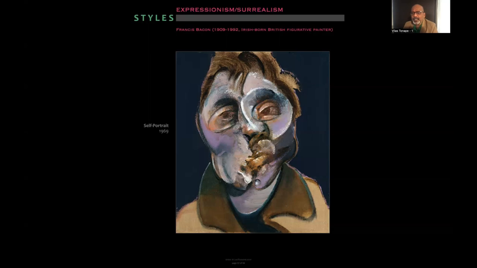Bacon's thing was he never saw a theme in one painting. He always saw a theme in series. So if he came up with a series of, let's say, paintings with lilies, the flowers, he would have a series of lily paintings dedicated to lilies, different interpretations of it. So he always saw things in series. That's one of the important things about Francis Bacon.